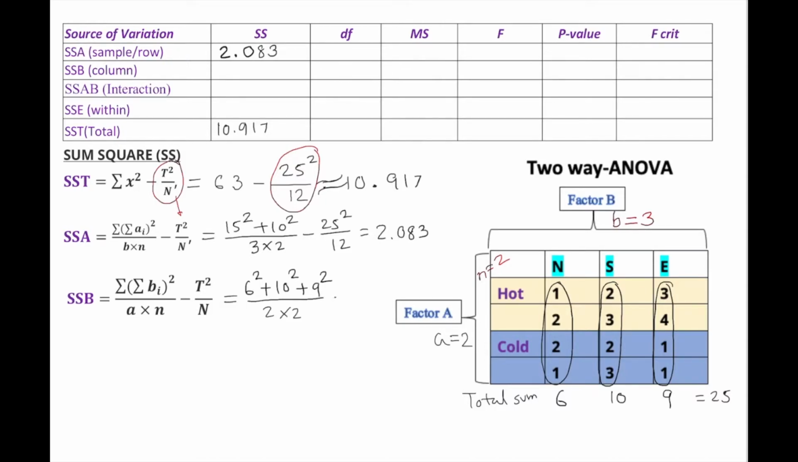So minus the subtraction of the total. So minus this total square, the same thing as before. So we're going to just rewrite it here actually. So 25 square over 12. If you do this math here, we are going to get something that is 2.167. Two decimal places is fine.